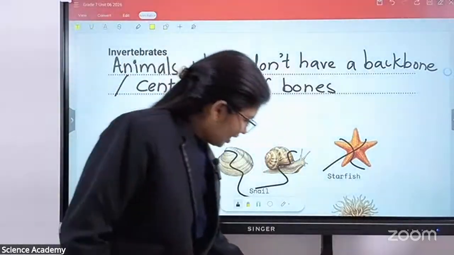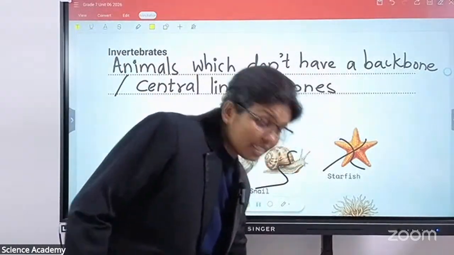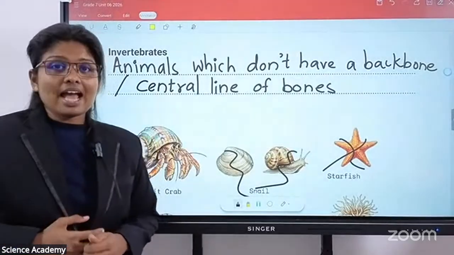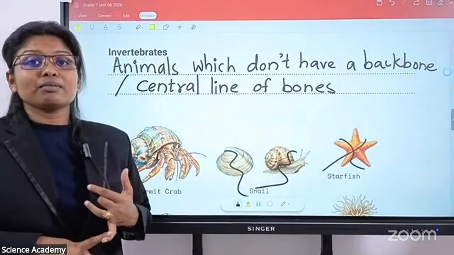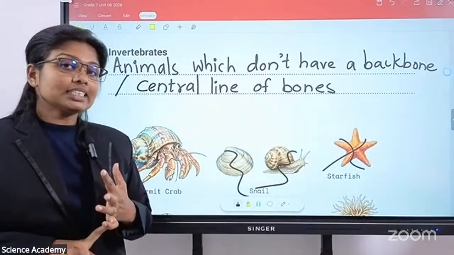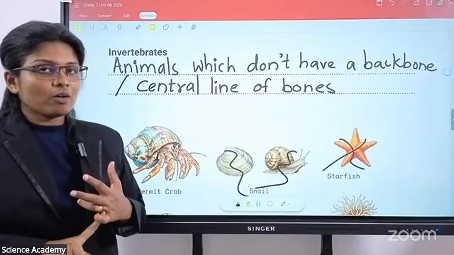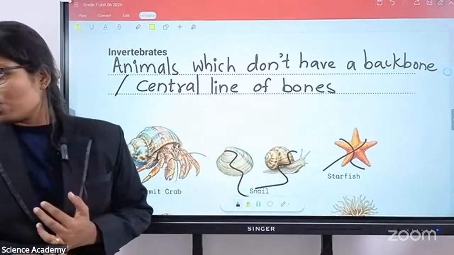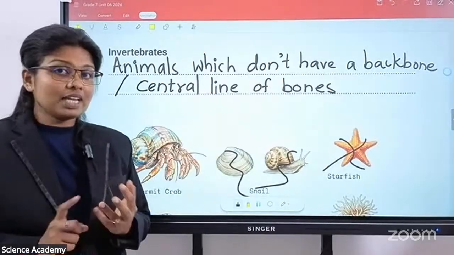So quickly write this definition, and at this point, children, we are going to wind up for a while. Children, don't miss the classes because we are going to start second term lessons. This lesson will be finished next week, and then we are going to start our next lesson.